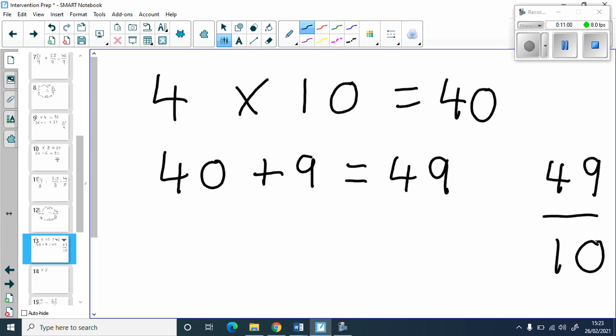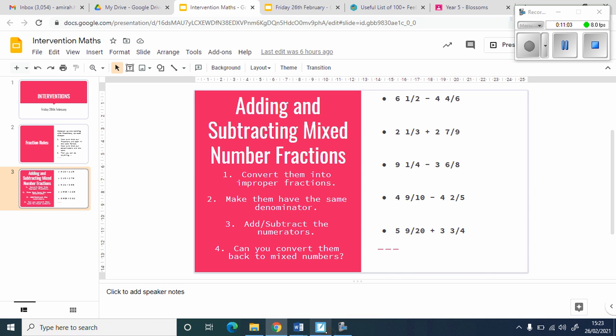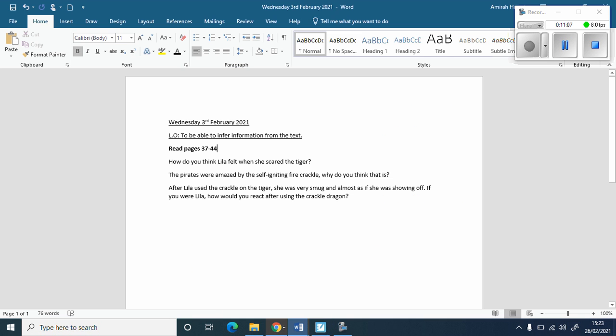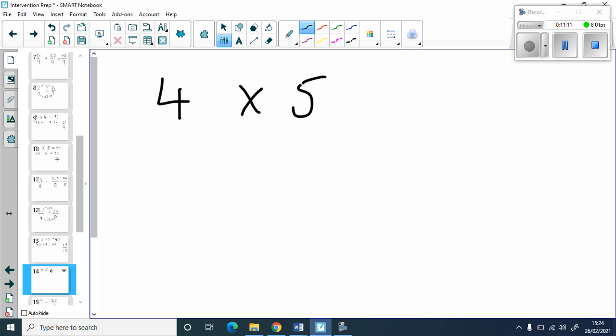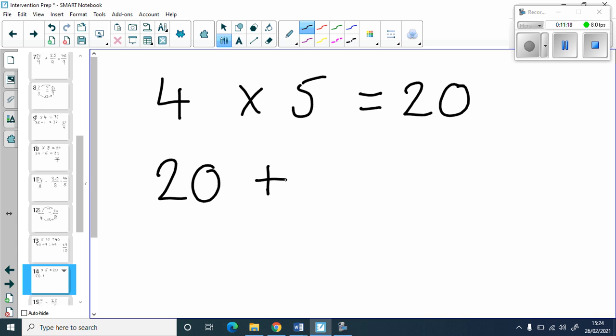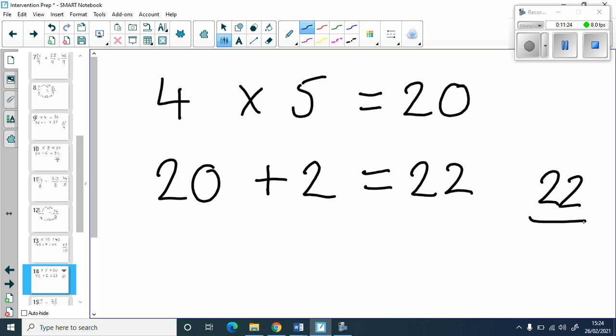Okay, and now we need to look at the next fraction. So we've got 4 and 2/5. So let's have a look. So we're doing our whole number 4 times by denominator, which is 5. You get 20. Add on your numerator, which was 2, the number on the top. And you get 22. And what stays the same? Your denominator. So you've got 22 over 5.